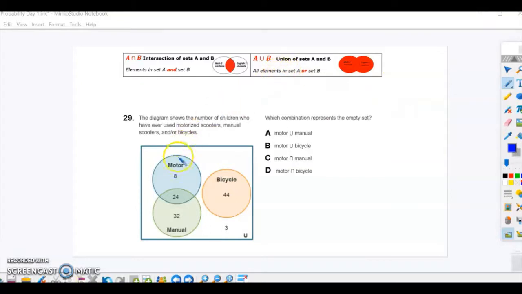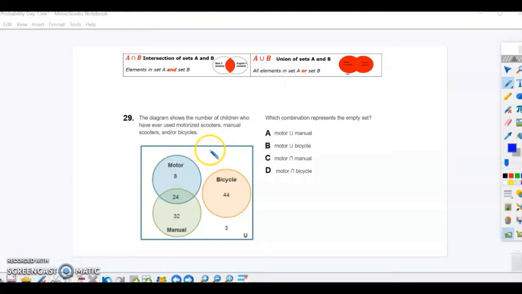That would mean people who have ridden a motorbike or a manual bike, because this means "or," and "or" means everything in both circles, so that would be a lot of people who have used either a motorbike or a manual bike. Okay, what about the union of a motor or bicycle? A motorbike would be all of these people, bicycle would be all of these people, and the union would be everything that is in one or the other.